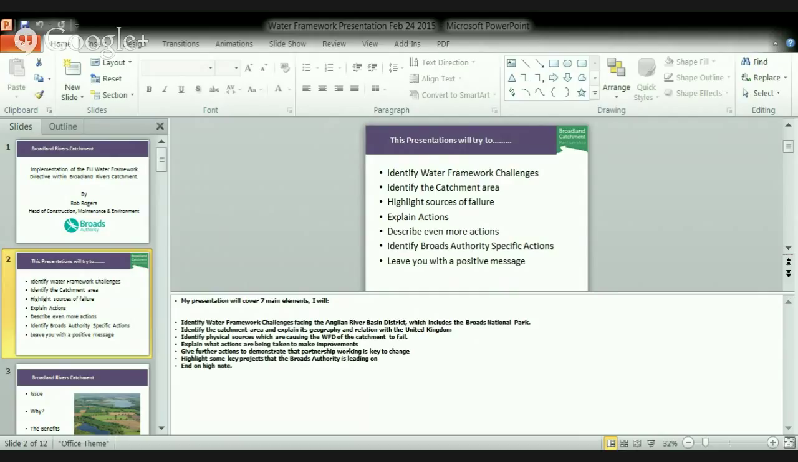There are 11 river basins within England and Wales, and the Broads National Park is situated in the Anglian Water Basin District, with Norwich being the capital city of this particular region, and the national park is situated just around about here, flowing from Norwich back towards the sea at Great Yarmouth.